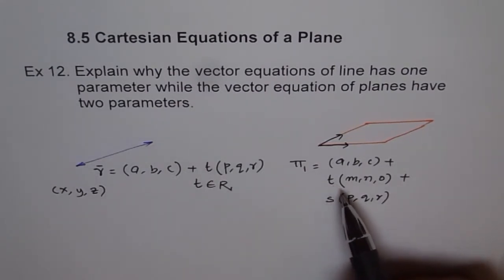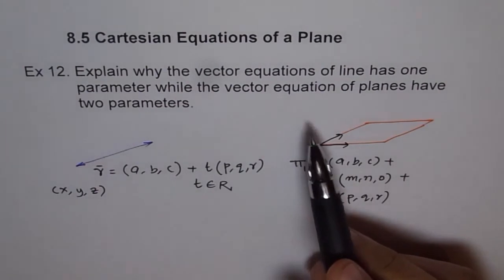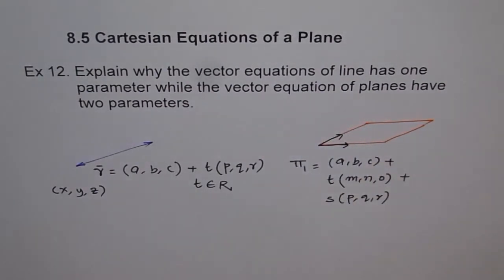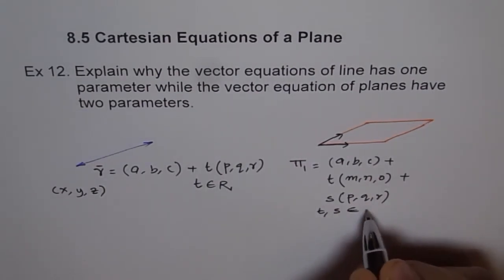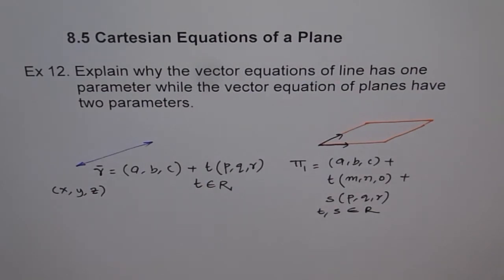And in the vector parametric form, in the vector equation of planes, t and s are the two parameters which are defining the plane, correct? So why do we need one or two parameters? It is because those many dimensions have to be taken care of. So here t and s belong to the set of real numbers, and they can take care of an infinite number of points. So these are the two parameters which take care of two-dimensional planes, and here we have one parameter to take care of a one-dimensional line. Okay.